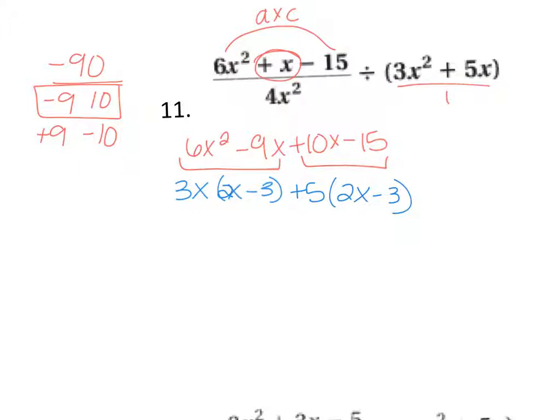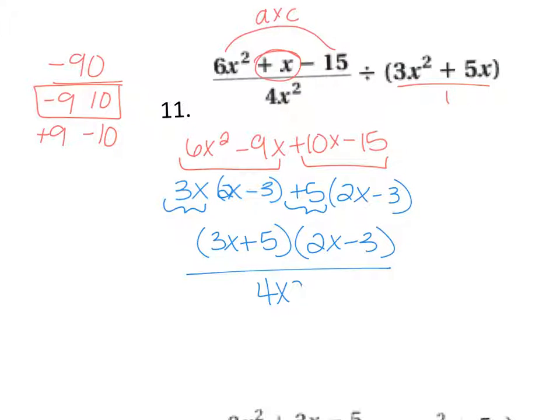Whoops, I forgot a 2 right there. That's why they're not the same. If they're not the same, that means you did something wrong, which is why I had to go back and check. But now that they are the same, we can continue. So that means 3x and 5 are my one binomial, and 2x minus 3 is my other binomial. So my top now is going to be 3x plus 5 and 2x minus 3, all over 4x squared.